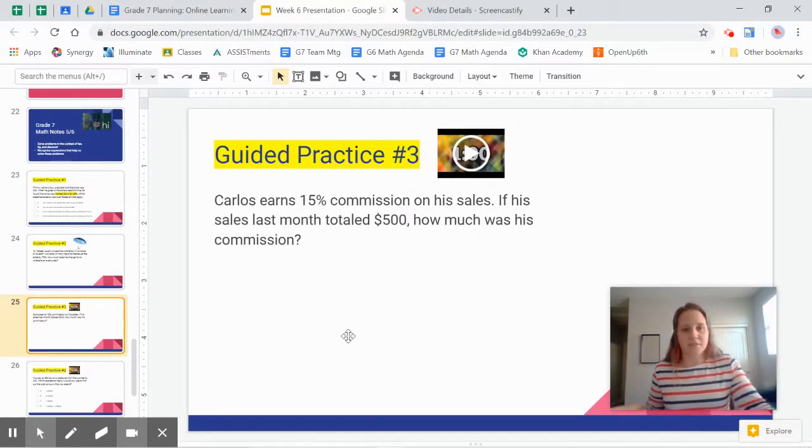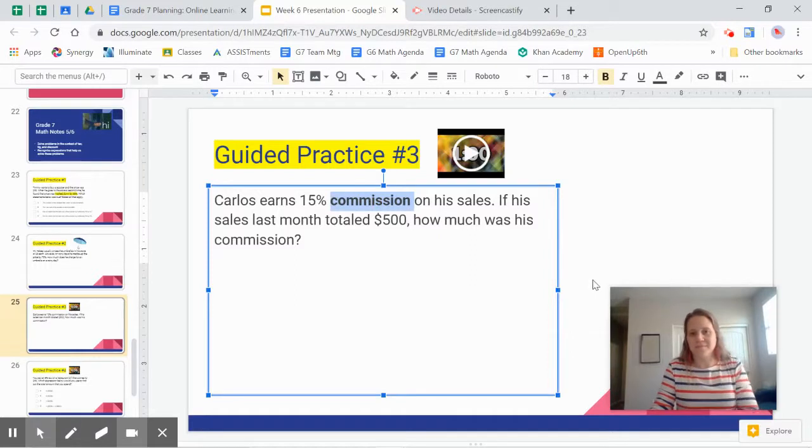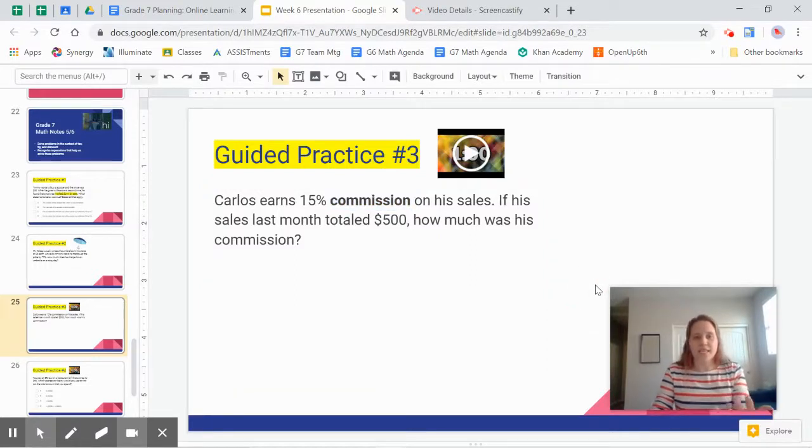All right, Carlos earns 15% commission on his sales. Ooh, do you know what commission is? If you sell things for your job, you often earn commission. Commission is like extra income. So every time you sell some product for the company, you get a commission or a percent of that. So commission is often represented as percents.